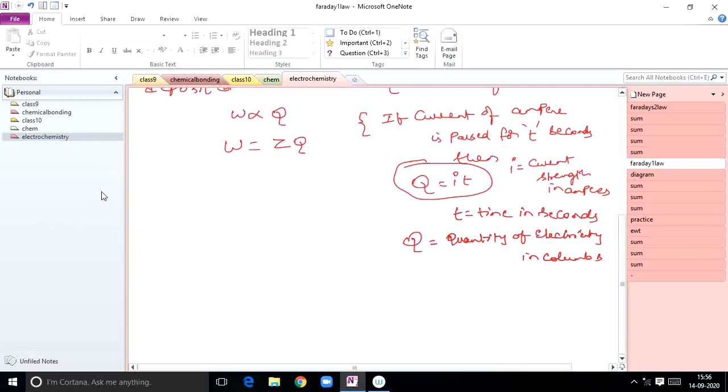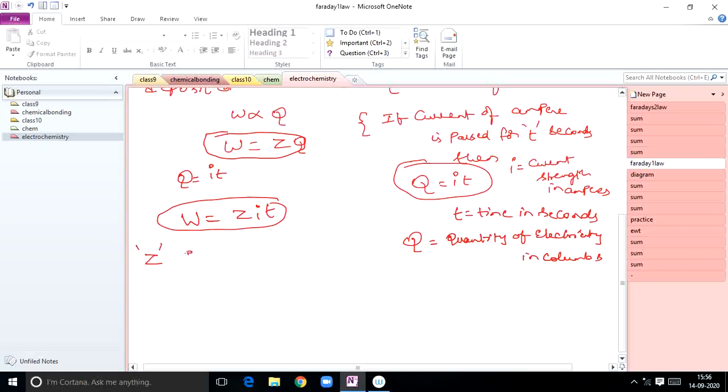So, W is equal to ZQ. That is the formula, where Q is equal to I into t. So, from this, W is equal to ZIt. In this expression, what is Z? Z represents electrochemical equivalent.